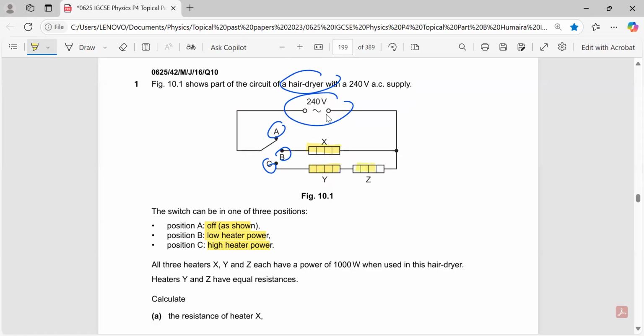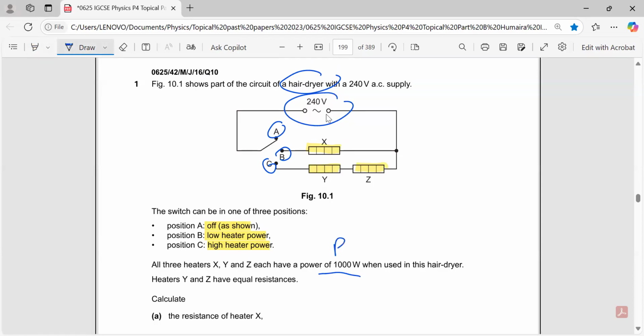So here we have three heaters, X, Y, and Z. They are saying that each of them has a power of 1000 watts. X has a power of 1000 watts, Y also has a power of 1000 watts, and similarly, Z also has a power of 1000 watts. Heaters Y and Z have equal resistances. Both of them have equal resistances.